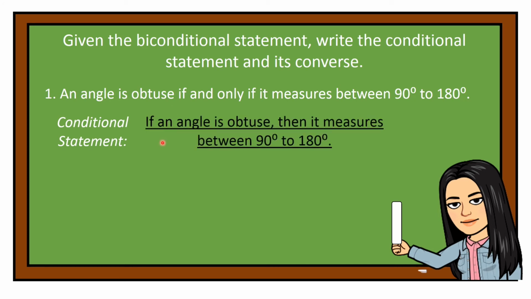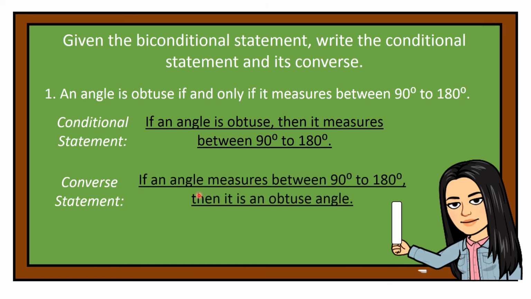Our answer will be, if an angle is obtuse, then it measures between 90 degrees to 180 degrees. Okay, next is our converse statement. Our converse statement will be, if an angle measures between 90 degrees to 180 degrees, then it is an obtuse angle.